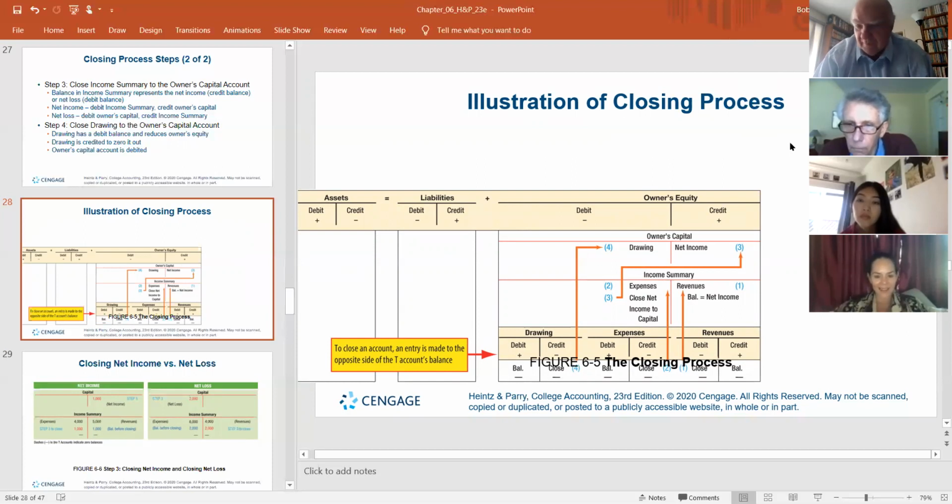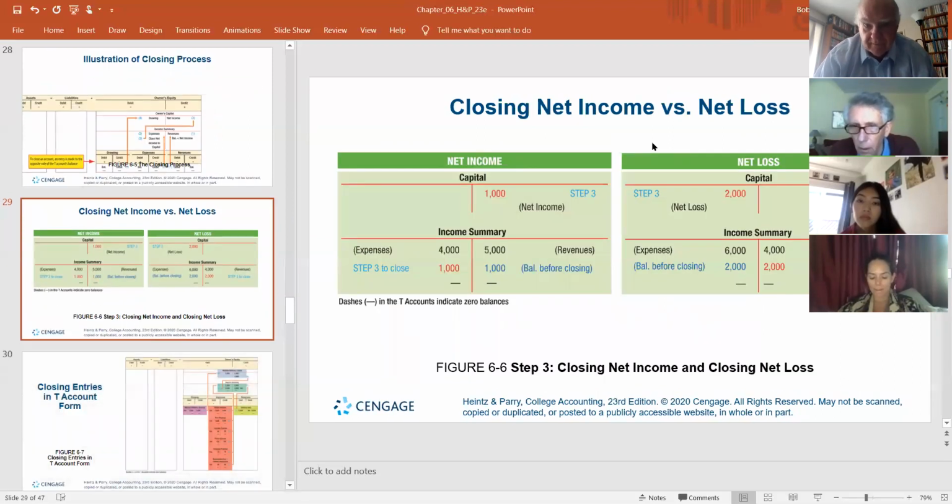I thought it was a little complicated myself. But good. And the drawing is going to have a debit balance, so we're going to zero that. That goes directly to owner's capital. You don't run drawing through income summary. If you did, you'd end up with the right answers, but that would not be the correct flow.